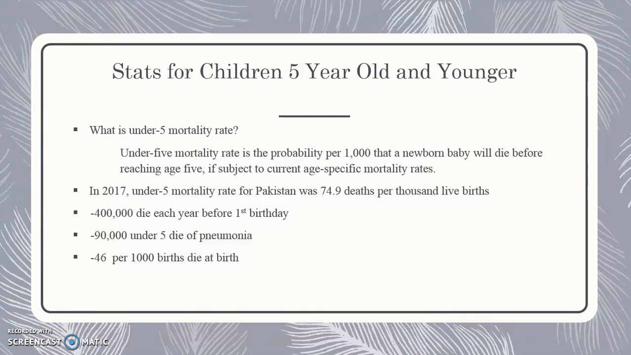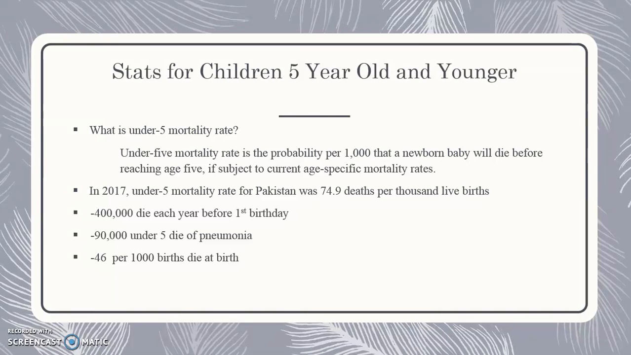The topic of my presentation is what is the leading cause of death among Pakistani children and how could it be prevented. First of all, one thing to understand is what the under 5 mortality rate is. The definition basically explains that for every 1,000 newborns or births, it's the number of children that will die before they reach the age of 5.